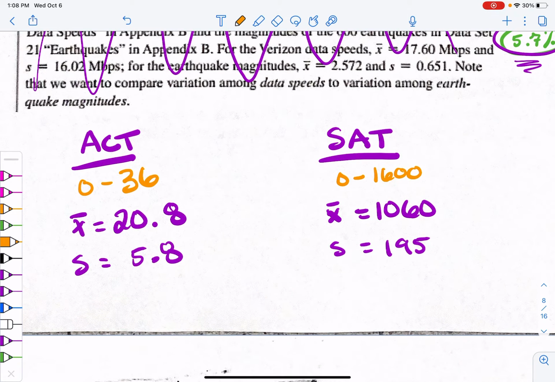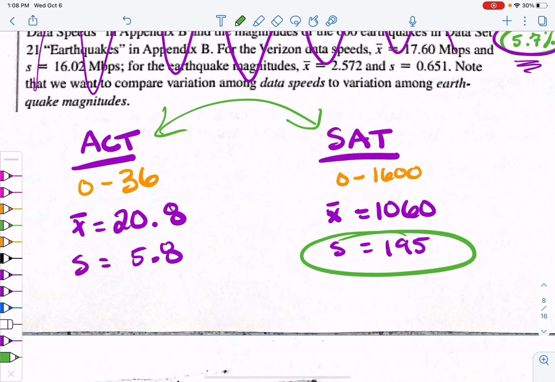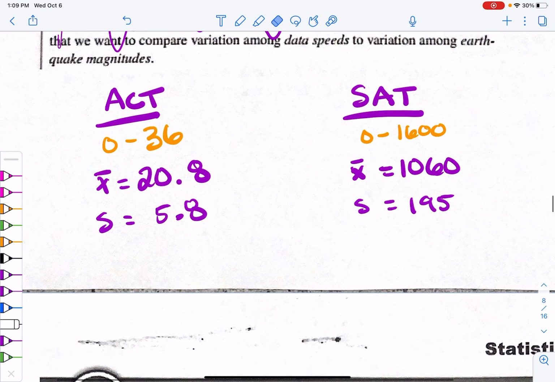So when we look at those two, we say, well, this one's got to have more variation because the standard deviation is higher, and that tells me how much it varies. But SAT and ACT are on different scales. The ACT has a smaller scale, so which one actually varies more relative to their scale? Since ACT is on a smaller scale, is 5.8 a bigger number respectively than 195 is to the SATs? We don't know for sure. So what we do is we calculate the coefficient of variation, and it allows me to compare those two things when they are on different scales.